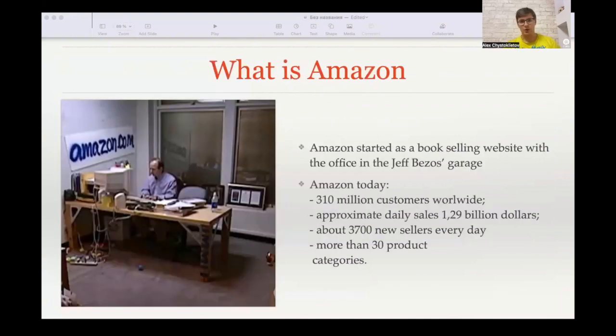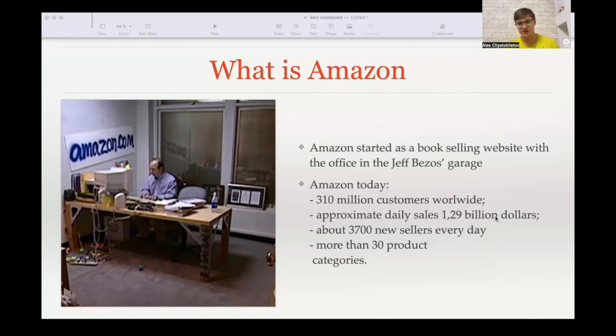We start with Amazon. So what is Amazon? Amazon nowadays is the biggest marketplace in the world. I think almost everybody somehow was connected with this, or at least knows something about it. But here we can see how it started, just a very small business, one guy in his own garage selling books online. People didn't want to invest in this, but we can see what Amazon is today. It has more than 300 million customers worldwide. Approximate daily sales are more than $1 billion and about 3,700 new sellers every day.